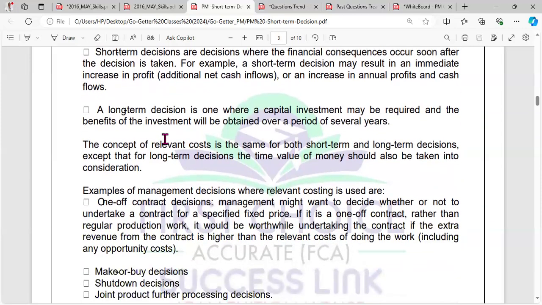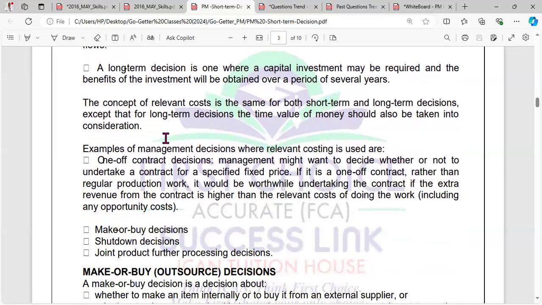The concept of relevant cost is the same for both short term and long term, except that for long-term decisions, the time value of money will be taken into consideration. We are going to look at that when we are doing things like NPV, IRR, and all that. They require long-term decisions. And we're going to look at the time value of money when we do that. But for now, we are going to be looking at short-term decision making where relevant costing could be used.